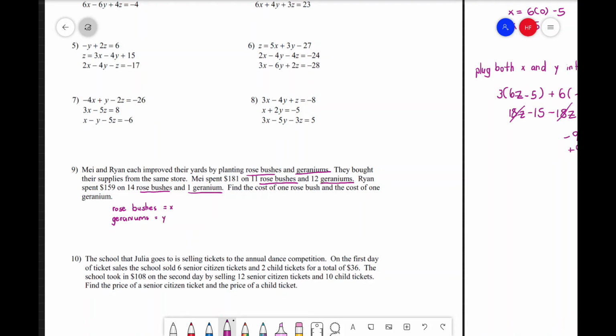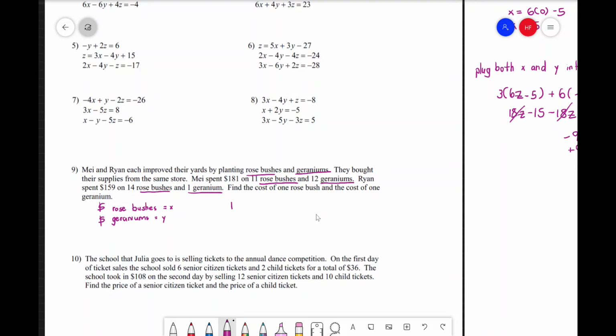So we're going to have 2 equations, and we need money equals money. Doesn't that make sense? If you're adding money together, you should get money in the end. If you're starting with no money, how does it make sense that your total is money? So each of these variables now has to be the cost of a rose bush and the cost of a geranium. So May spent $181 on 11 rose bushes and 12 geraniums.